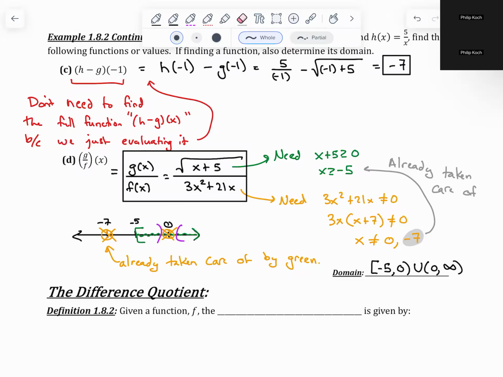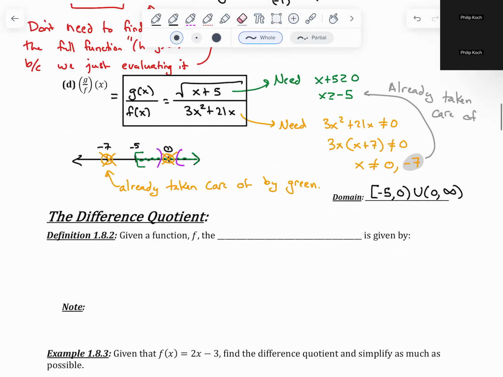All right, we're back and we're going to talk about the difference quotient. This is the main reason why we had to wait until now for this section, because it deals with fractions, and there might be a few situations where we have fractions within fractions, i.e. complex fractions. So I didn't want to introduce this in unit 1 when we didn't know how to deal with rational expressions. So, the difference quotient.